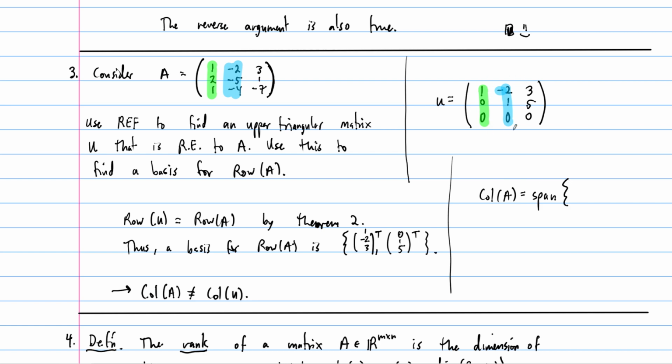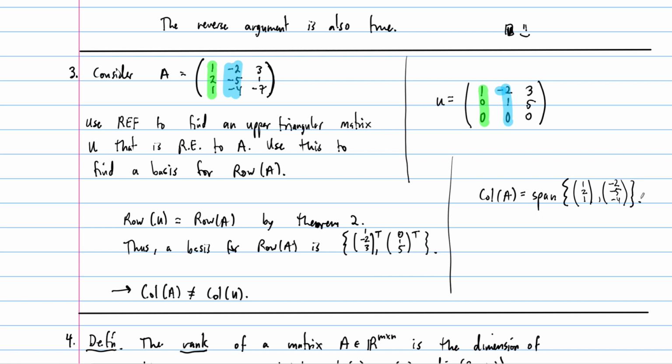So we learned this by using the upper triangular form here, or the row echelon form, but it's not these ones, right? It's these ones. So it's the first and second columns of the original matrix. So it's the vector 1, 2, 1, and then the column vector -2, -5, -4. And those are going to form a basis for our column space.